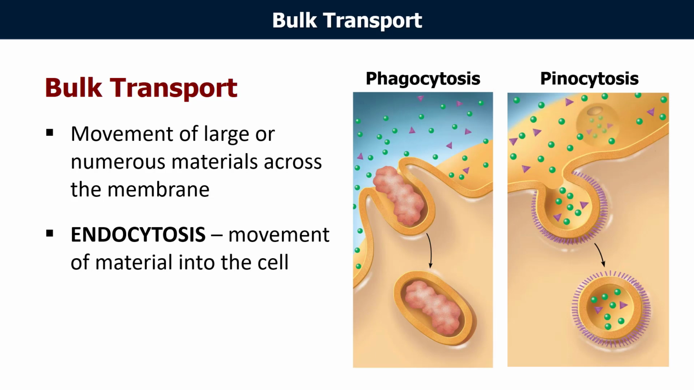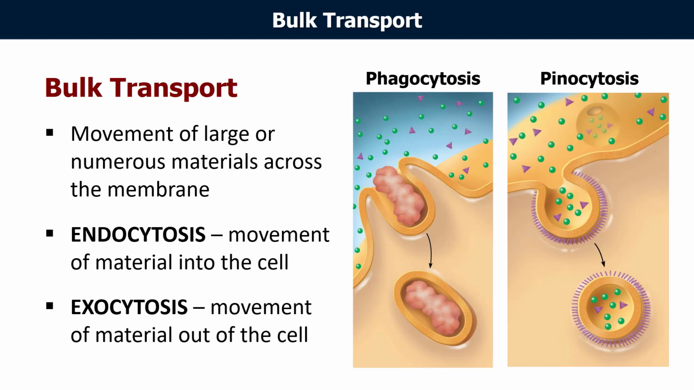Well, sometimes the cell needs to move things out in bulk or something bulky out. And so that would be exocytosis, because exo means external or outside. So exocytosis is the movement of material out of the cell in this bulk method. We've already talked a little bit about exocytosis, although we didn't use that term. I used the word secretion at the time. But secretion is a type of exocytosis.